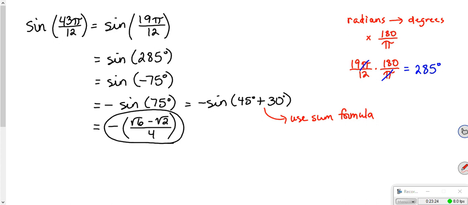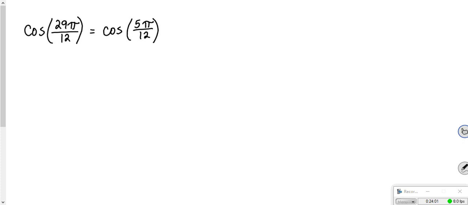Okay, next one, kind of the same type of thing. We have cosine of 29 pi over 12. Well, again, if I take out a 2 pi out of that, 2 pi with the denominator of 12 is 24 pi over 12. So if I take 29 pi over 12 minus 24 pi over 12, I get cosine of 5 pi over 12. Then, if I convert that to degrees, 5 times 180 divided by 12 is cosine of 75 degrees. Once again, we've seen that before. That seems to be a recurring theme here.